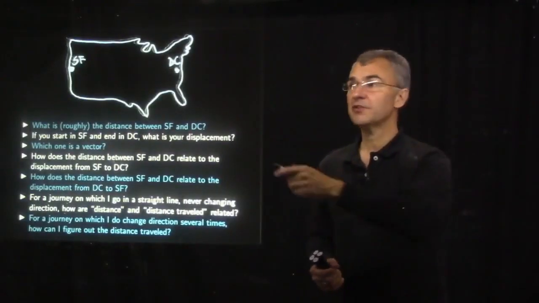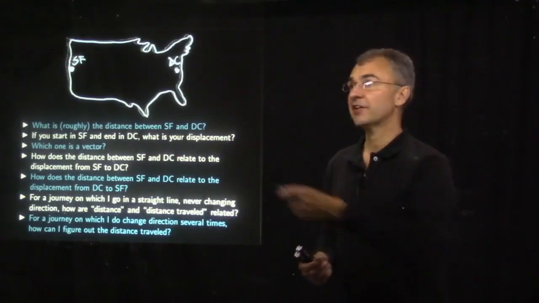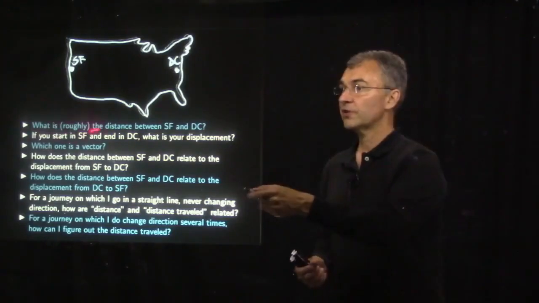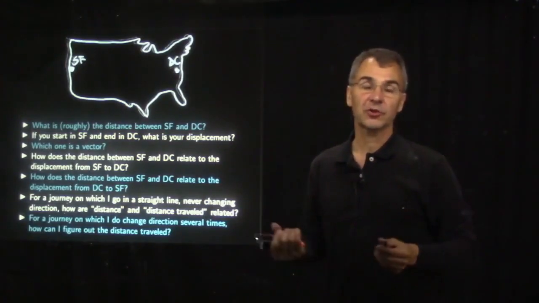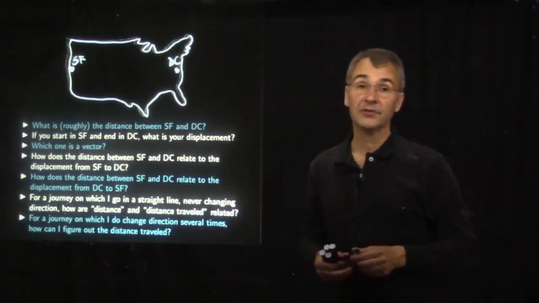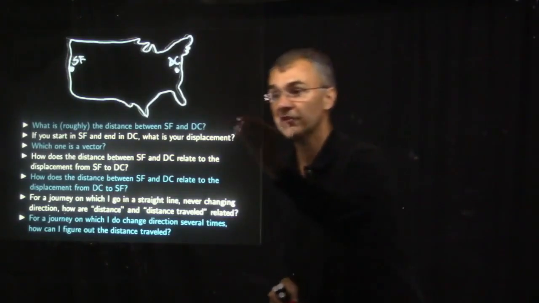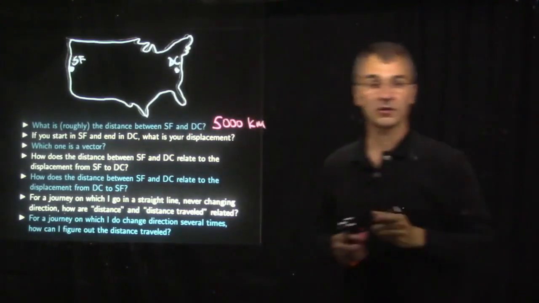For our next example, let's use my sort of crude map of the United States, and let's say we're traveling back and forth between San Francisco and Washington, D.C. So what is roughly the distance between San Francisco and Washington, D.C.? Well, I think it's about 3,000 miles, which turns out to be about 5,000 kilometers. Since we like metric units in this course, let's say it's about 5,000 kilometers. Okay.